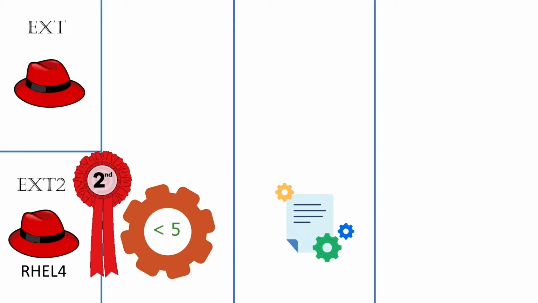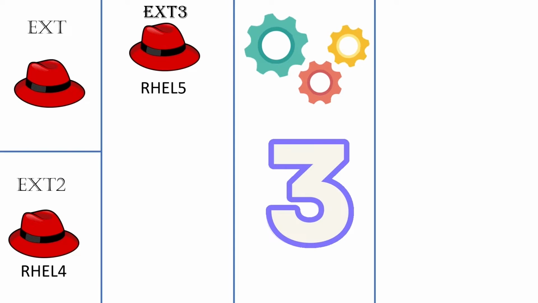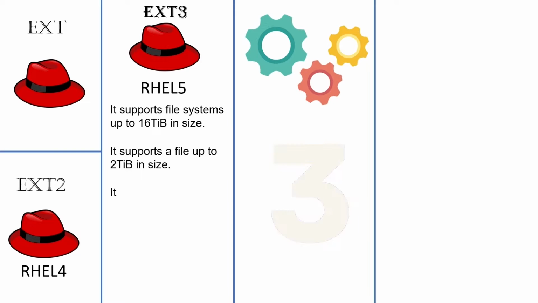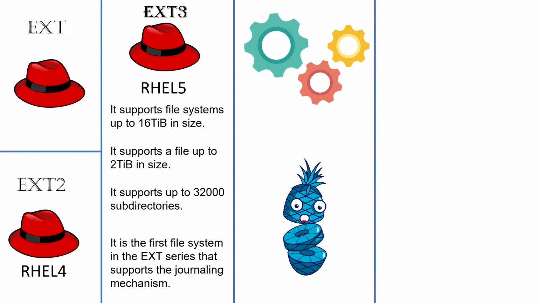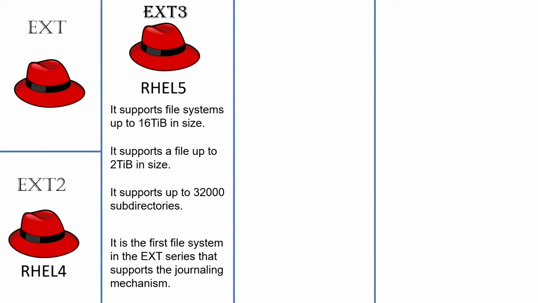It was the default file system before RHEL5. ext3 was the third generation of the ext file system. It was the default file system in RHEL5. It was the first file system in the ext series that supports the journaling mechanism. It supports a file up to 2 TB in size.